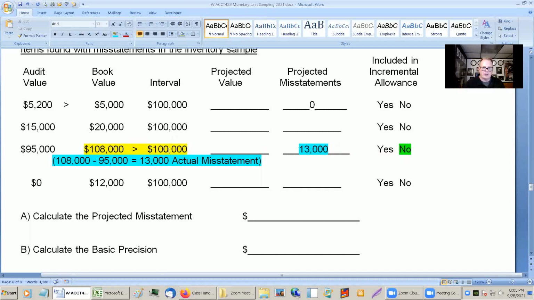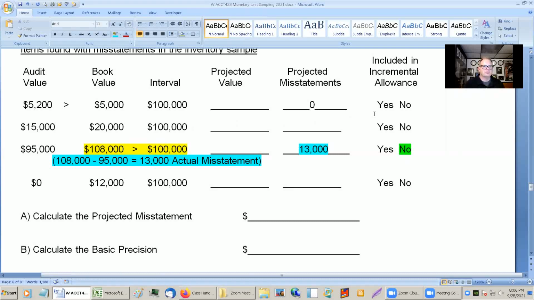So if the book value is greater than the interval, there are actually two things that you know. First of all, it's 100% sure that one would be caught. So if they ever cook the books above 100,000, it's going to get caught. And secondly, you know that you're going to use the actual misstatement. Nothing else could go wrong in that interval. It covers the entire interval.